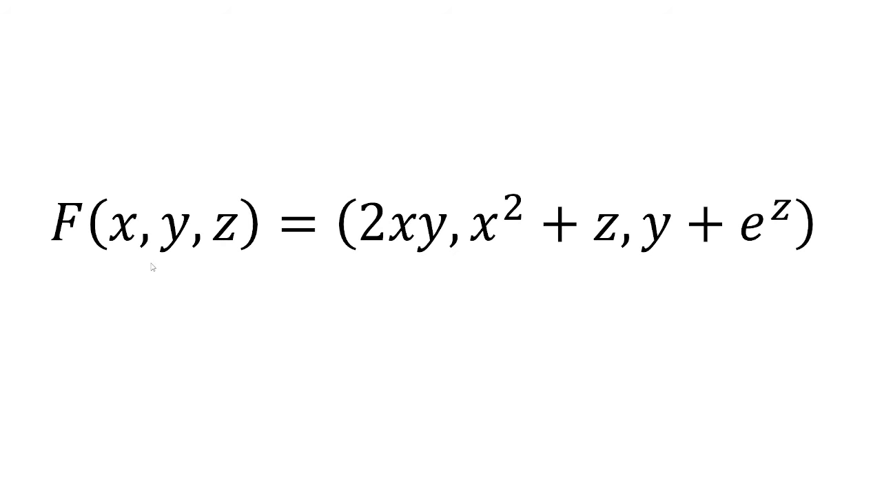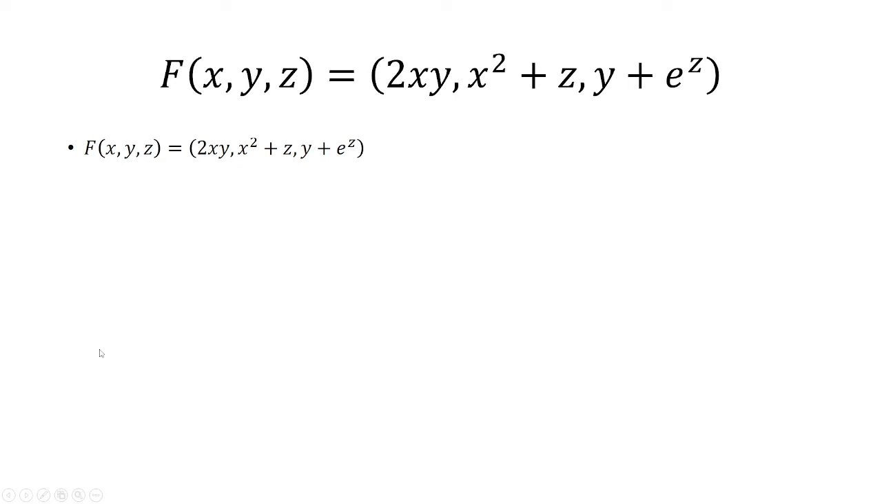We're given capital F of x, y, z is a vector field. We want to show if it's conservative or not, and if it is conservative, we want to find a potential function. So each one of these, we need to take the partial derivative with respect to x, y, and z.